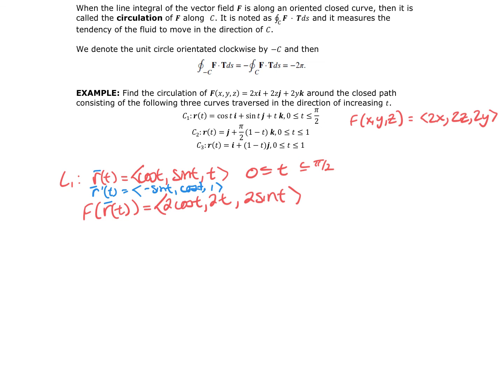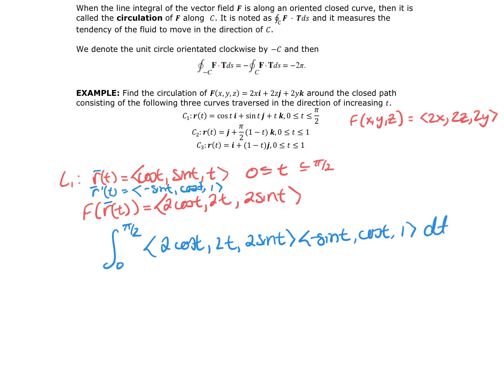So now I'm ready to do this first integration. I'm going to integrate from 0 to pi over 2 of my F of r of t, which is 2 cosine of t, 2t, 2 sine of t, dotted with negative sine of t, cosine of t, and 1, dt. And I would do the same thing for my second one.